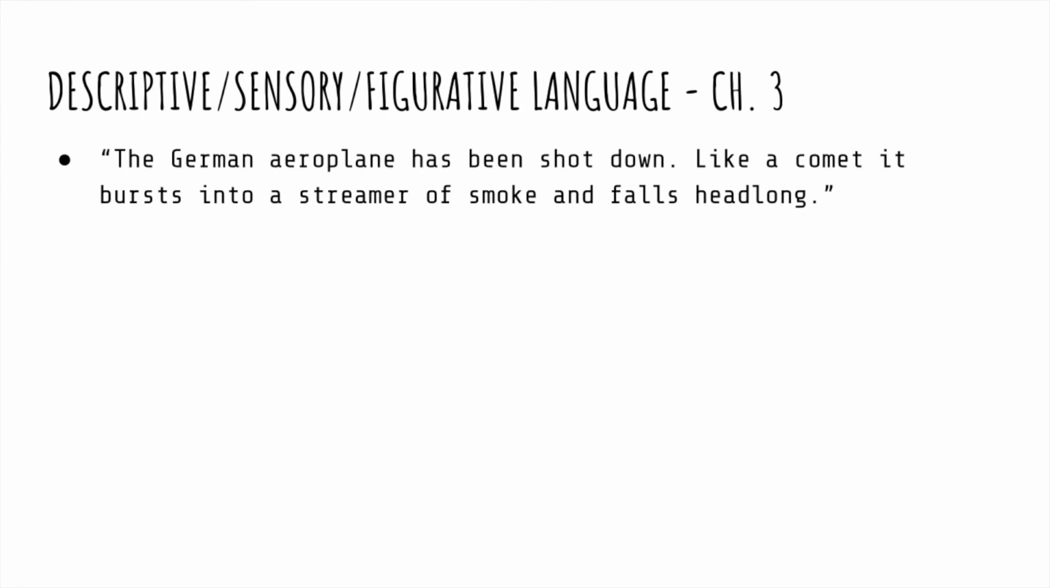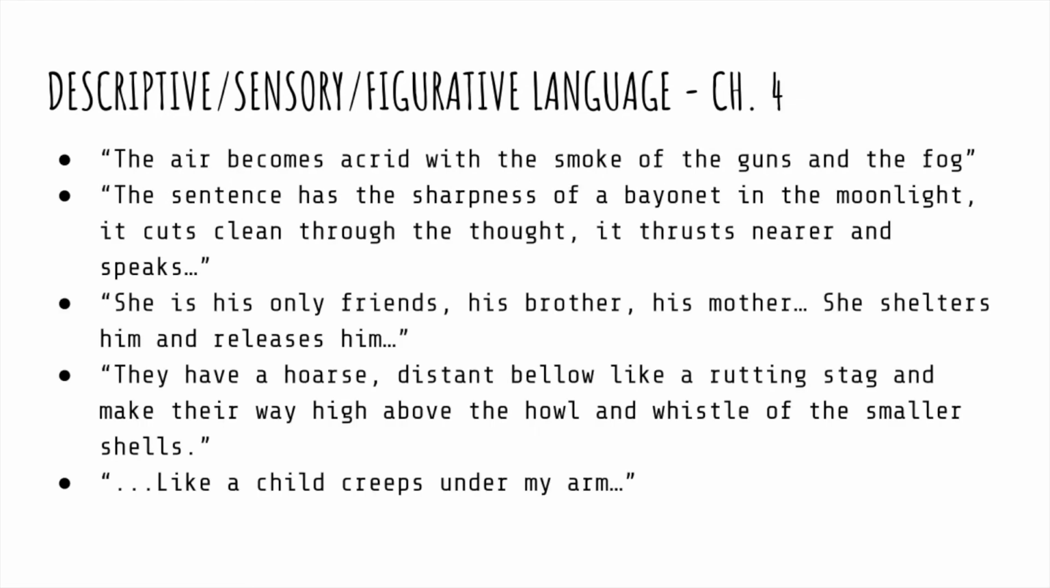The next one, for chapter 3: the German airplane, which is another word for airplane, has been shot down. Like a comet, it bursts into a streamer of smoke and falls headlong. That's pretty self-explanatory. It's comparing the German airplane to a comet using the word like, so that's an example of a simile. For chapter 4, go and read the chapter summary, that summary PowerPoint, or watch the summary video. That chapter is so good for descriptive and sensory language.